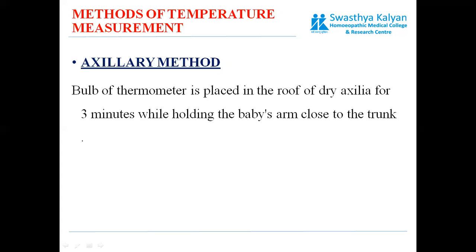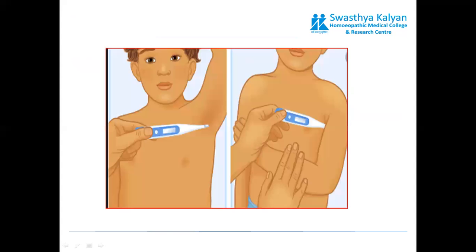And the axillary method is the standard method of temperature recording. In this method, the bulb of the thermometer is placed in the roof of the dry axilla for 3 minutes while holding the baby's arm close to the trunk. It is a standard method of temperature measurement, and it is an intermittent measurement.